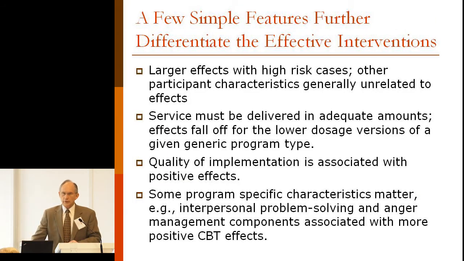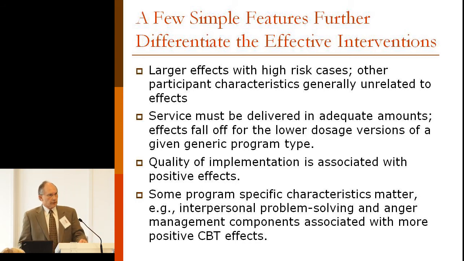To make a long story short, there are some very broad characteristics that account for a good bit of that variability. One has to do with the risk level of the juvenile offenders. So high-risk cases show bigger effects than low-risk cases. Implication, target your intervention on the high-risk offenders. Service dosage matters, surprise. As the amount of service drops off, the effects drop off.